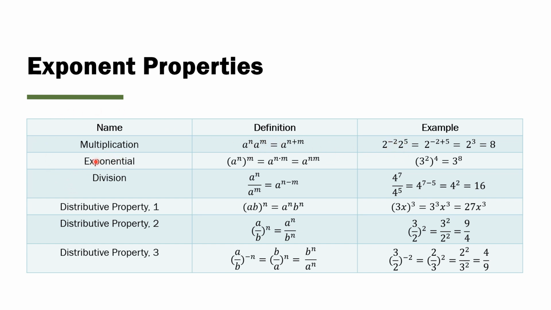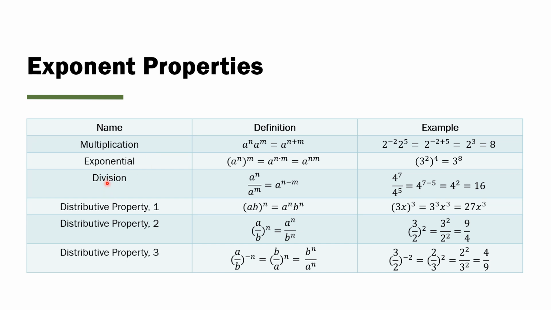Now let's discuss the exponential property. So if I have a to the power of n, and I raise that by another exponent m, now I multiply the exponents together. So 3 to the power of 2 raised to the power of 4 is equal to 3 raised to the power of 2 multiplied by 4. So we get 3 to the power of 8.